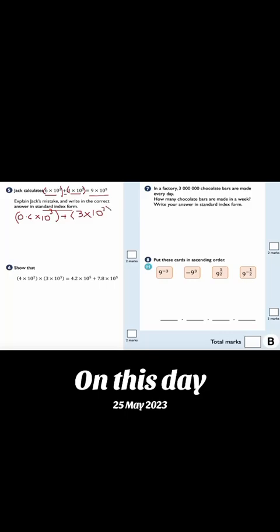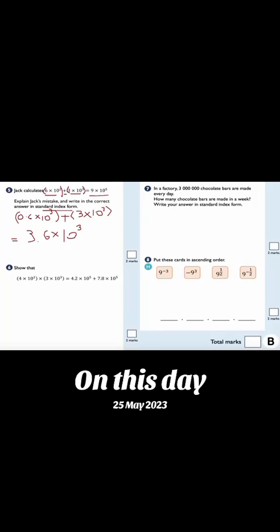So now it's in the same base. I can do 0.6 plus 3, which is 3.6. 3.6 times 10 to the power of 3. I don't add my powers here. I only add the powers if I'm multiplying. If I'm dividing, I would subtract the powers or subtract the exponents.